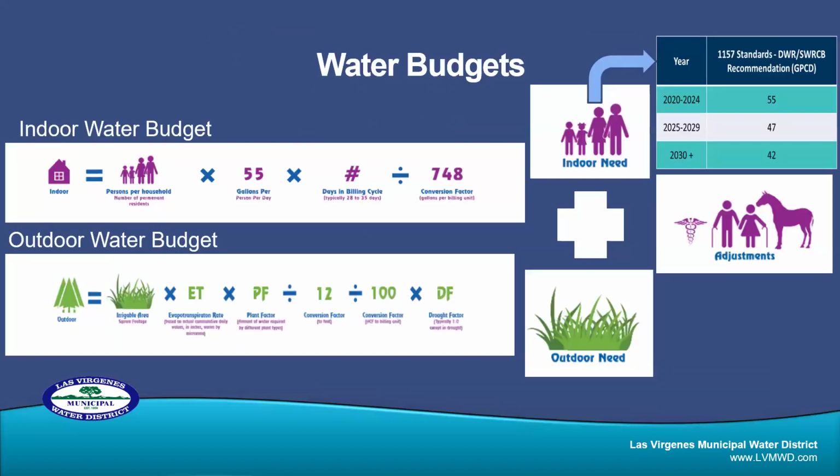So LVMWD for short bills customers by using a unique water budget formula that creates an individual budget for each customer account. We do this by first creating the indoor water budget, which is calculated at 55 gallons a person per day living in the household. And so that equals out to about 748 gallons per unit. Next slide, please.